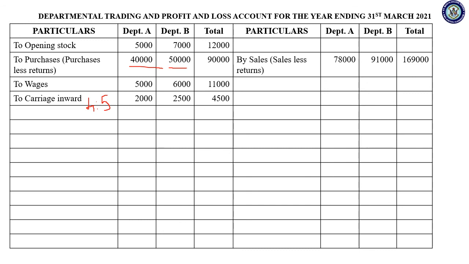So 4,500 into 4 divided by 9. 9 because the total is 9. Correct? So it is 4 by 9, 5 by 9. So 4,500 into 4 by 9, 2,000. 4,500 into 5 by 9, 2,500. So this is carriage inward. So carriage inward on the basis of net purchase. My net purchase is 4:5.